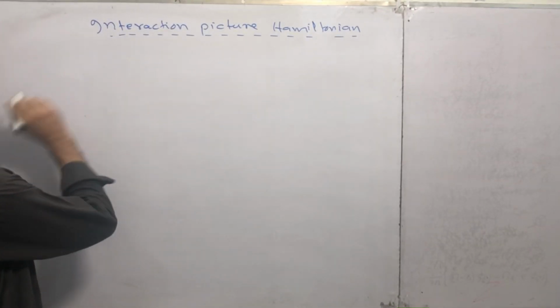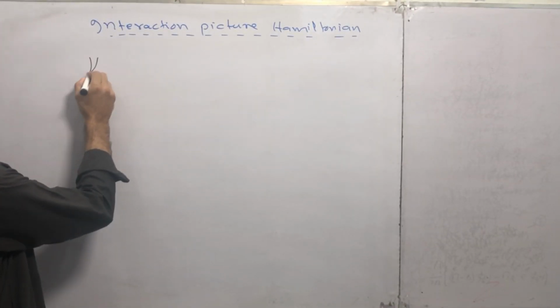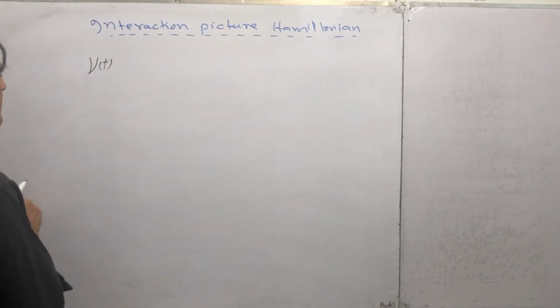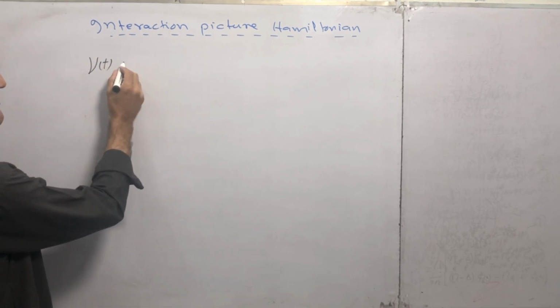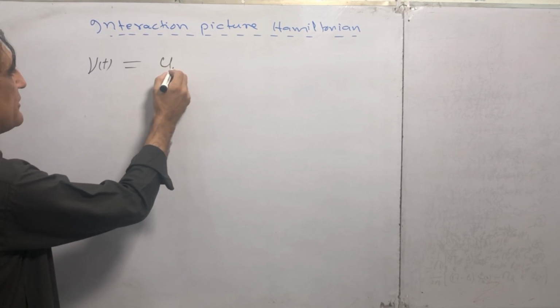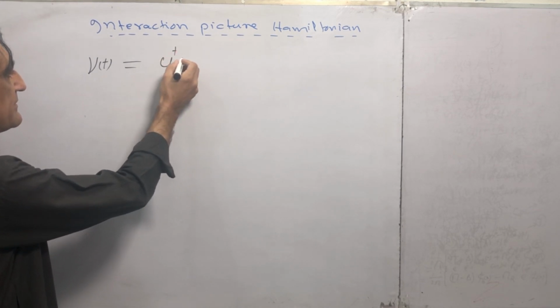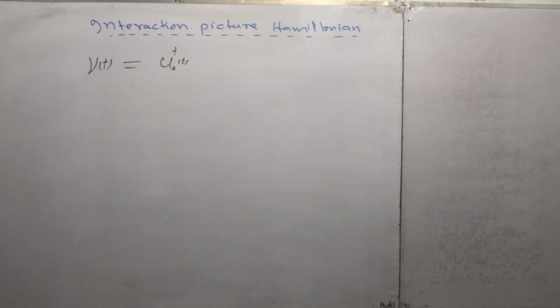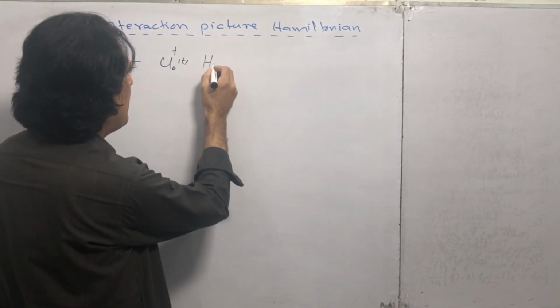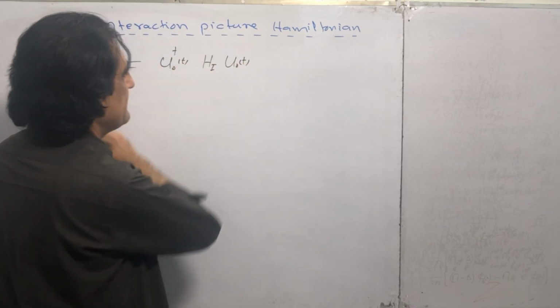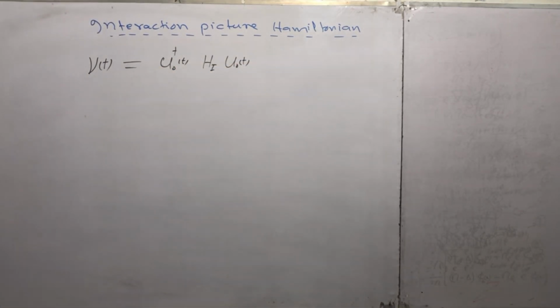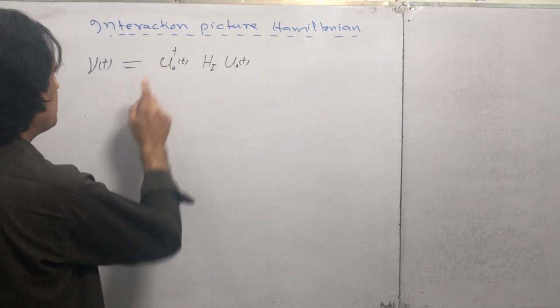simple equation. We can represent this by V(t). You can also represent this by H(t), it's no problem. This is just a symbol. And U naught dagger, this is the unitary operator, and H_I, the interaction Hamiltonian, and U naught(t). This is the basic equation. We can derive the interaction picture Hamiltonian, where we know about U naught(t).